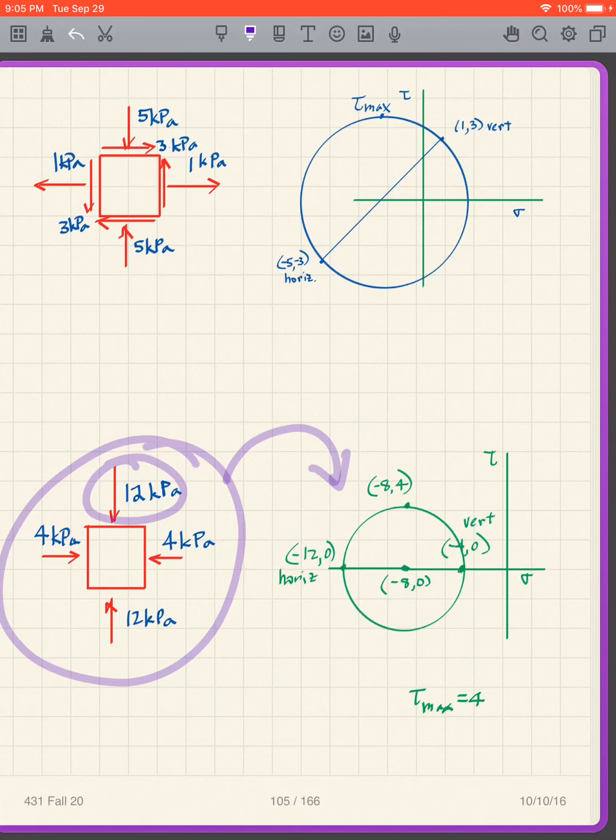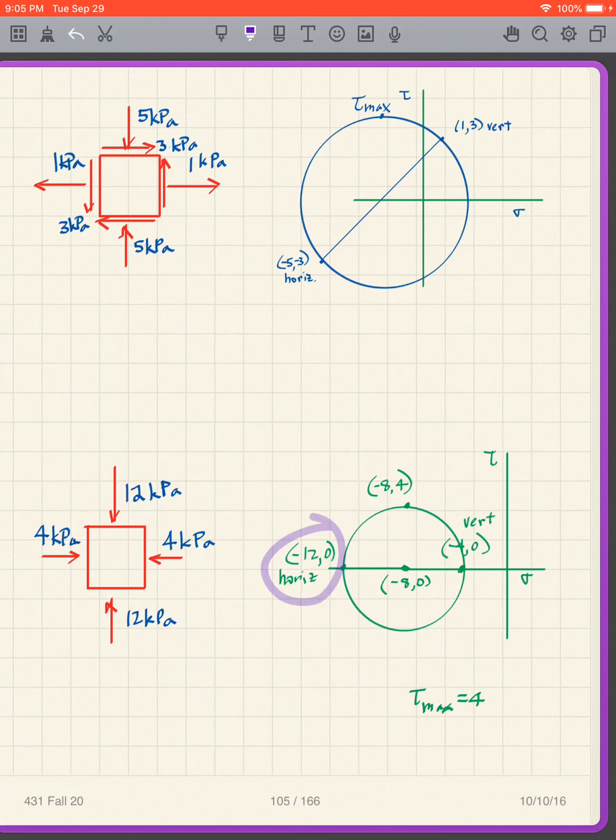And since there's no shear stress applied there, it's -12, 0. So it's very simple to plot. -12, 0, it's on the horizontal plane. That's what the horizontal means, not horizontal stress, it's the horizontal plane. And then we have -4, 0. It's acting on the vertical plane. I have these 2 points. It's very simple. I connect them with a straight line. I get the center halfway between them.